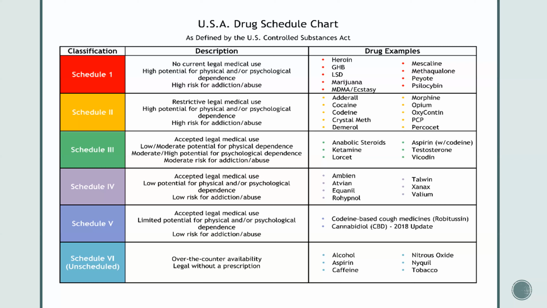And then you can see Schedule 2. These are things like Adderall, cocaine, and codeine, which have restrictive legal and medical use, high potential for physical or psychological dependence, and high risk for addiction and abuse. You can go through these yourself to understand that, all the way down to Schedule 6, which is over-the-counter availability, legal without a prescription. So alcohol, aspirin, caffeine, things like that.